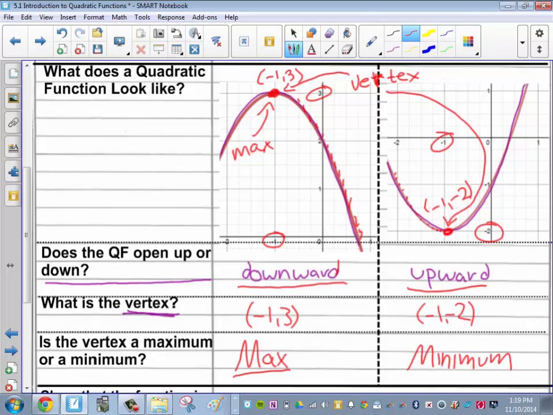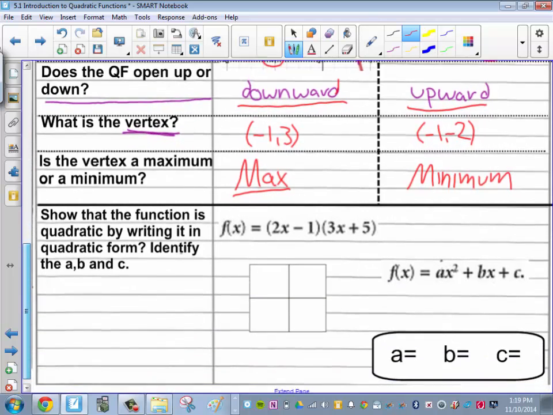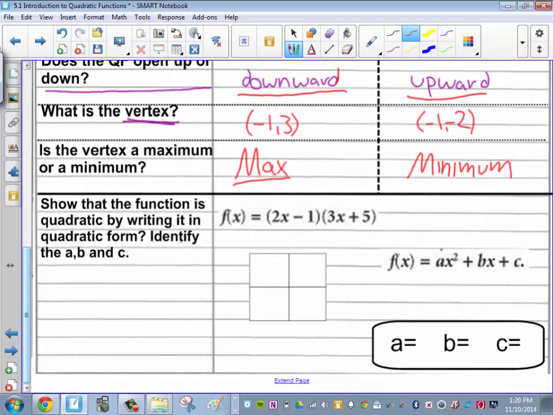So that's just a quick introduction to what these quadratic functions look like and some ideas and properties of them. In this next section, we're going to show that a function is a quadratic function by writing it in quadratic form. So we got this form. We got to show that it's a quadratic function by writing it in this form. If we can get it in that form, we know it's a quadratic function.